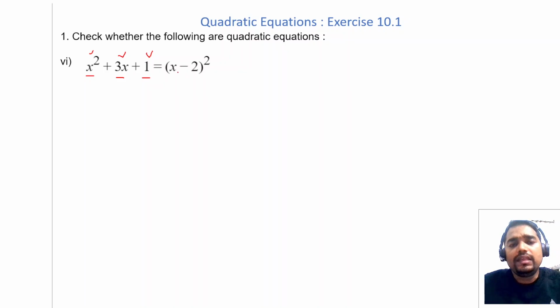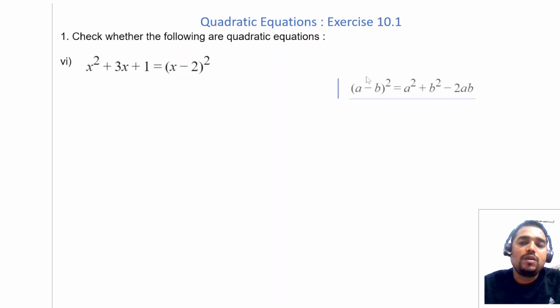Now coming to the RHS, which is x minus 2 whole square. This is looking like a minus b whole square. If you apply the a minus b whole square formula, it is equal to a square plus b square minus 2ab. If you compare the RHS of the problem, x minus 2 whole square, with a minus b whole square, we observe that where there is a there is x, and where there is b there is number 2.